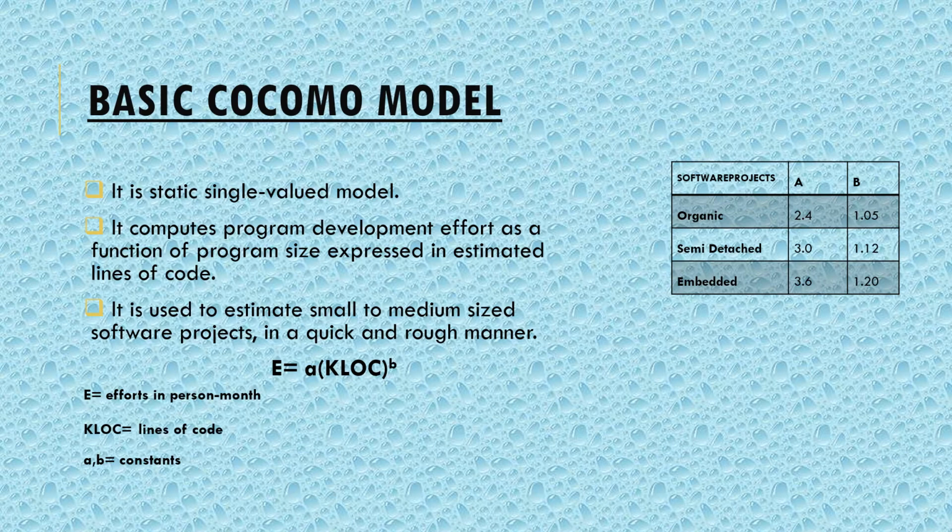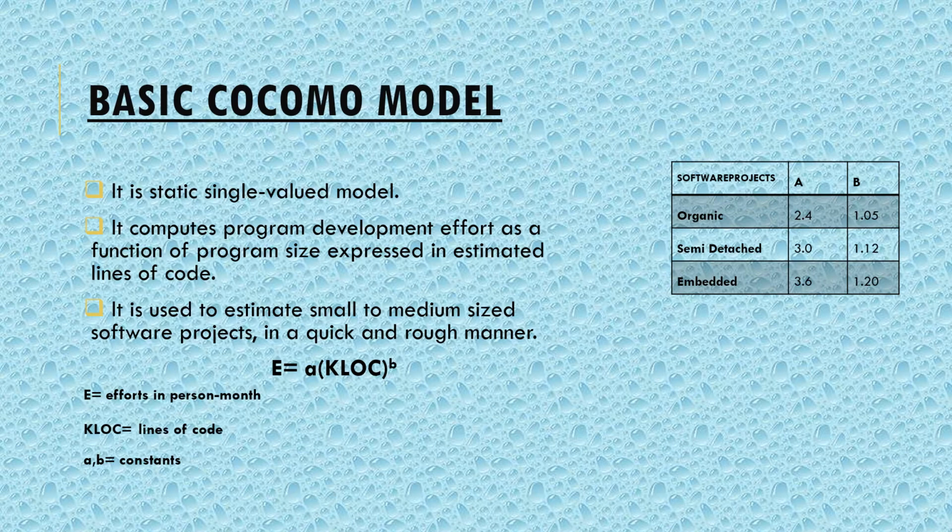Now E equals A (KLOC) to the power B. That means this is the formula for cost estimation of the basic COCOMO model, and it is used for small to medium sized projects. In this you can see that the values A and B are the constant values for the basic model, as you can see in the table also.